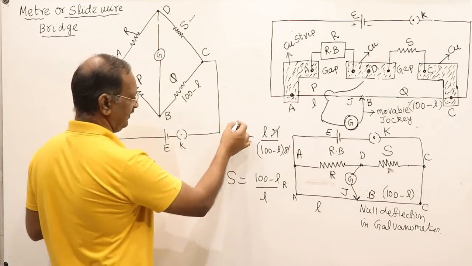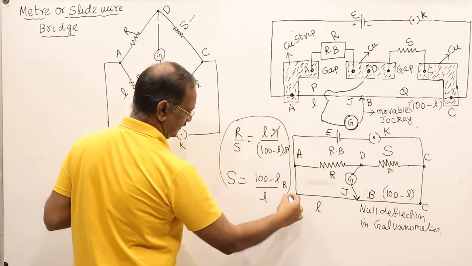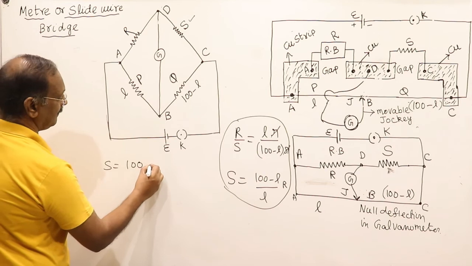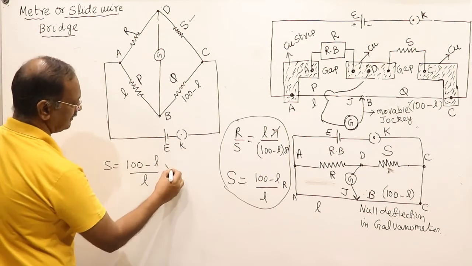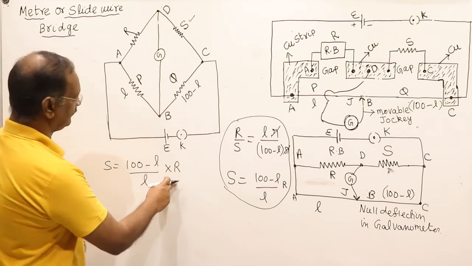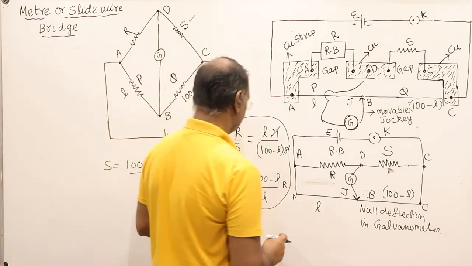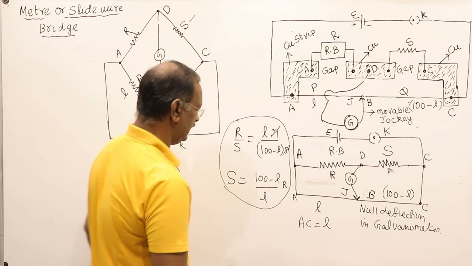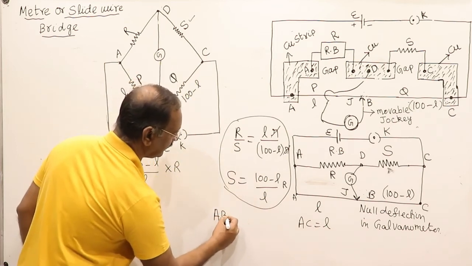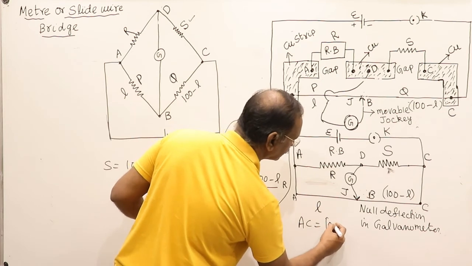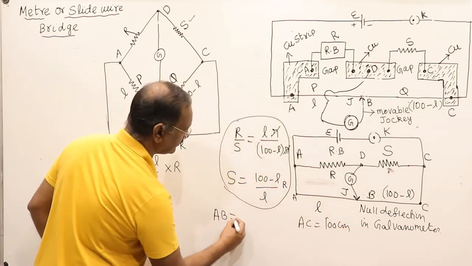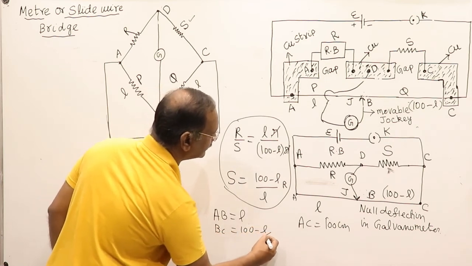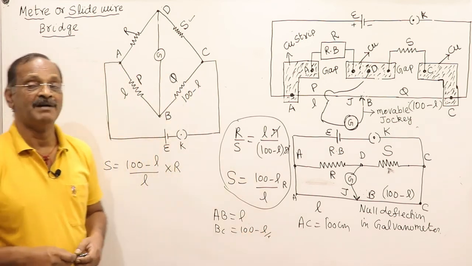Then under balance condition we apply this and we find out S is equal to 100 minus L divided by L multiplied by R. See, R is a known value. Length, we can get the length. This is the length of this one, because AC is 100 centimeters. AB is equal to L and BC is equal to total length minus this length. So this is known as the balance condition.